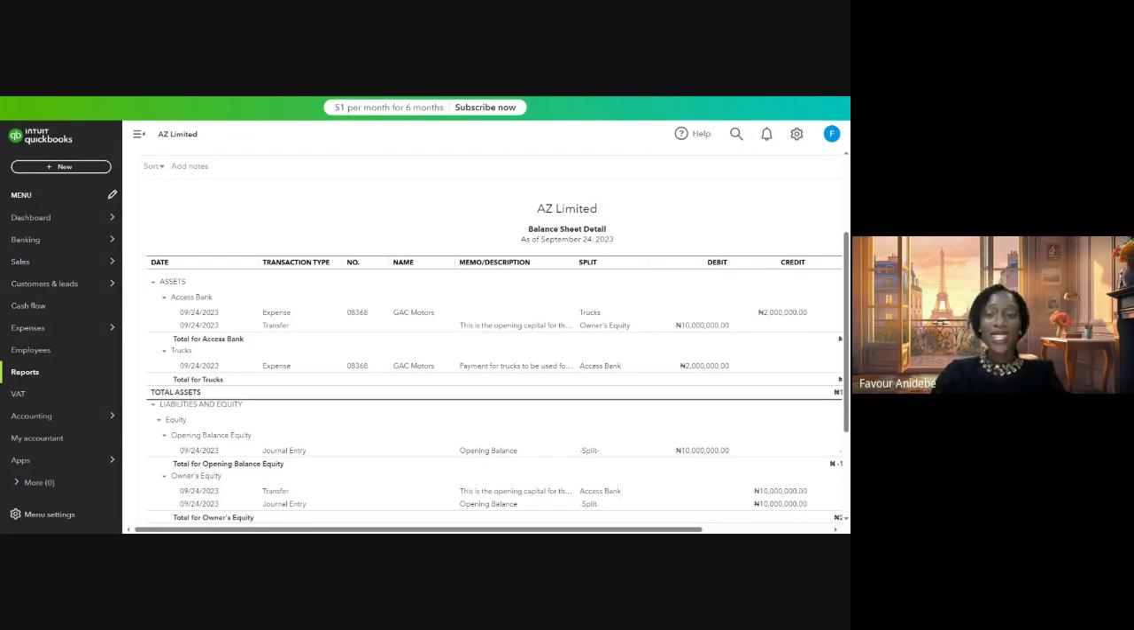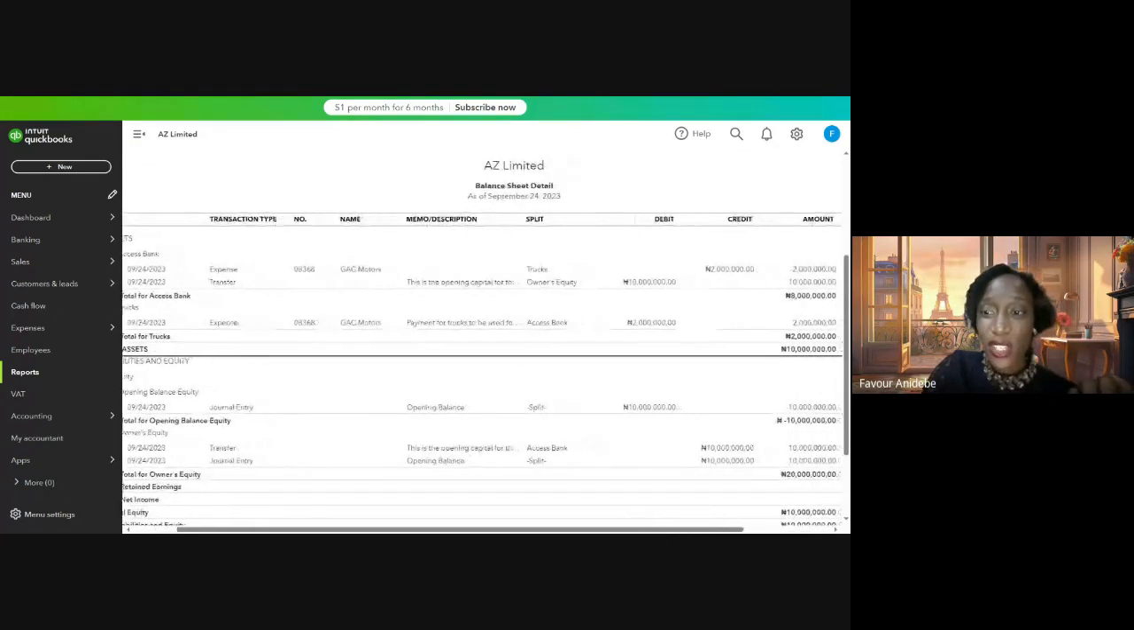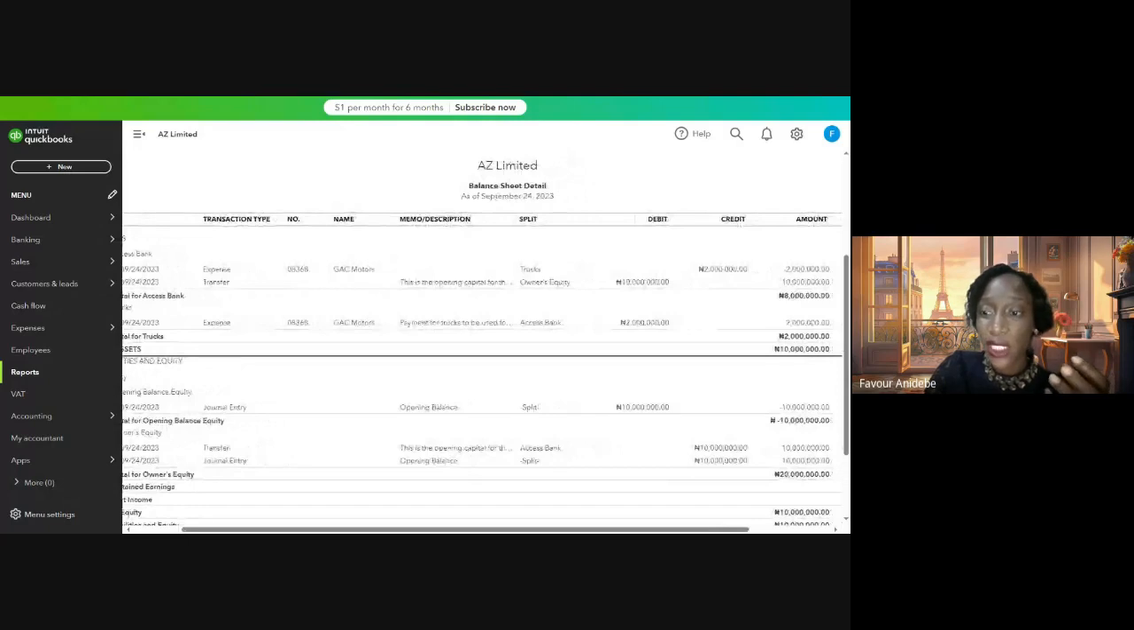Okay. So it's in details, it just breaks everything down for you, so you don't have to bother yourself. Ah, my account is not balanced. How? It's not possible when you are using QuickBooks. Automatically it just tells you, this is what has happened. This is your balance.